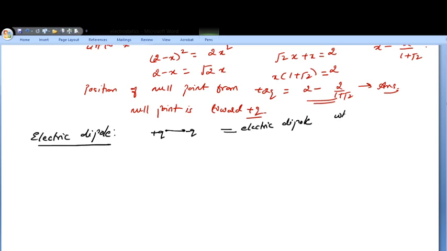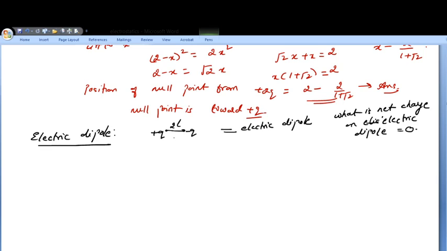If I ask what is the net charge on electric dipole? You can say the net charge is going to be plus q minus q, so that is going to be 0. So the net charge of an electric dipole is 0. And let us suppose the separation between the two charges, either you can take it as L, or I am taking the separation as 2L. This 2L is a very small distance.